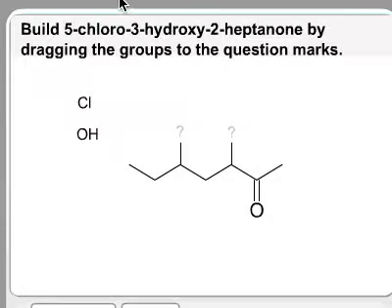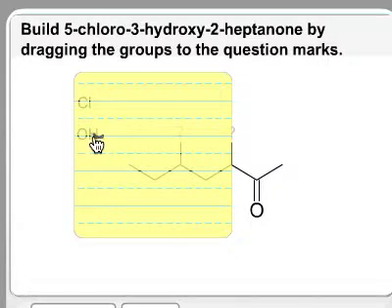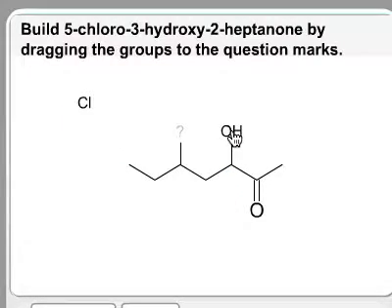5-chloro, 3-hydroxy, 2-heptanone. All right, so it's a ketone. The carbonyl is on the second carbon, so 1, 2, 3. I need to have the hydroxy on the third carbon, and I need to have the chloro on the fifth. So 1, 2, 3, 4, 5, 6, 7. That's why it's heptanone, because it's a ketone. The carbonyl is on the second carbon. There's a hydroxy on the third and a chlorine on the fifth.